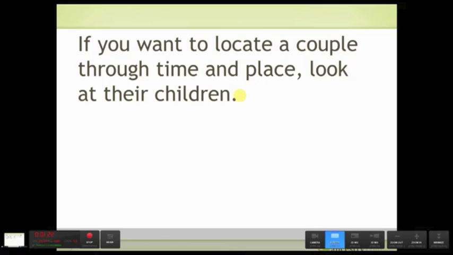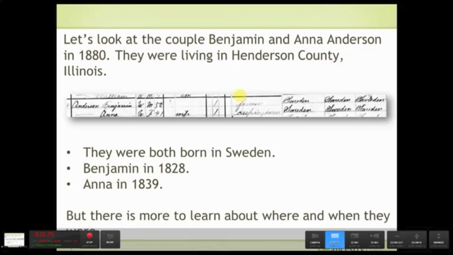The example I have here I think you'll find fun. We're going to look at the couple Benjamin and Anna Anderson in 1880. They were living in Henderson County, Illinois. You'll notice, and I've mashed this together, that they were both born in Sweden and their parents were born in Sweden. Benjamin was born in 1828 and Anna was born in 1839. But there is more to learn about where and when they were, and we're going to learn that from their children.